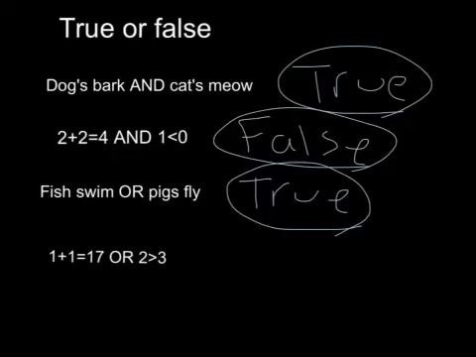Let's look at the last one. 1 plus 1 equals 17 or 2 is greater than 3. Well, 1 plus 1 does not equal 17. 2 is not greater than 3. So since neither part is true, the entire statement is false.